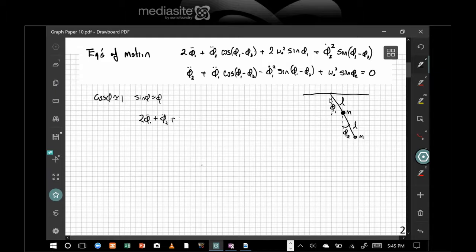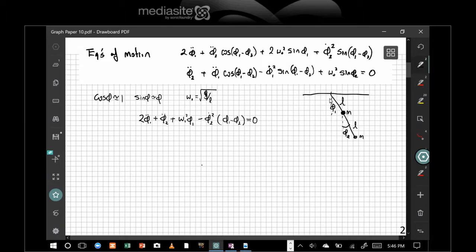Then I have 2 omega naught squared sine phi. Now what is omega naught? Well, omega naught is the natural frequency of a single pendulum, the square root of g over L, just like we normally do for a pendulum. Then that's phi1 minus phi2. And then notice I have this difference here, so instead of sine, I'm just going to put phi1 minus phi2. That's one equation.